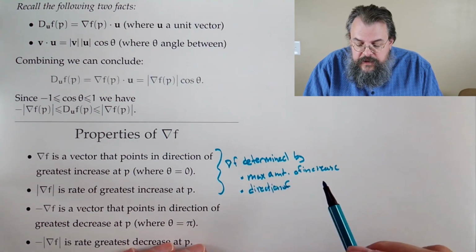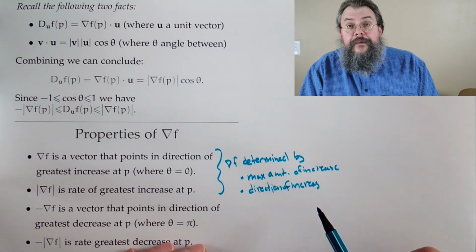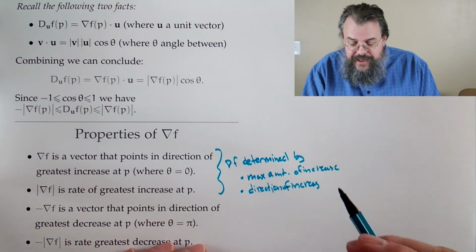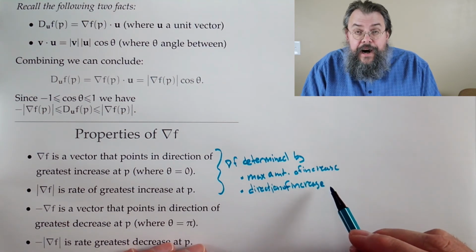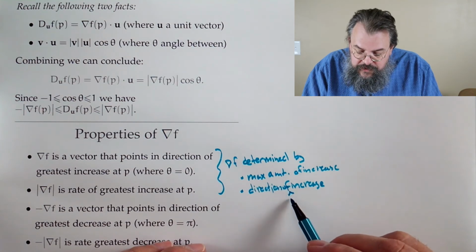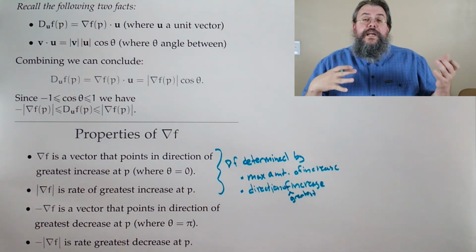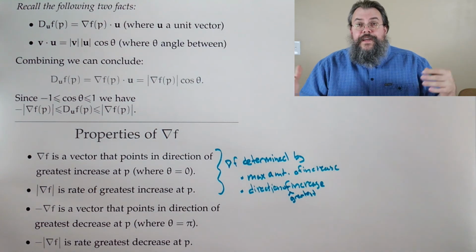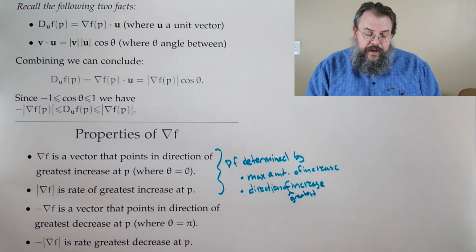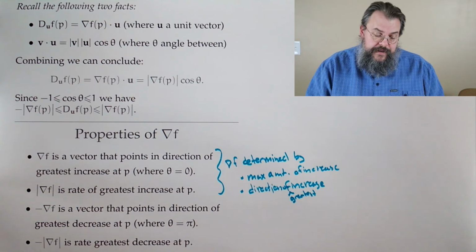So in particular, if you're seeing a problem and it mentions things about the greatest increase, then you're like, aha, I know which way we're going. Whoops, I forgot to write the word greatest. Okay. So anyways, if you see any problem that talks about the direction of greatest increase or the maximum amount of greatest increase, it's really a question about the gradient.